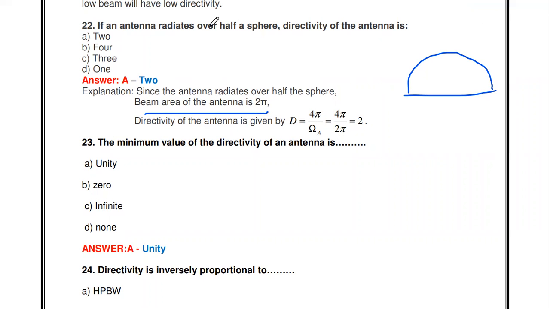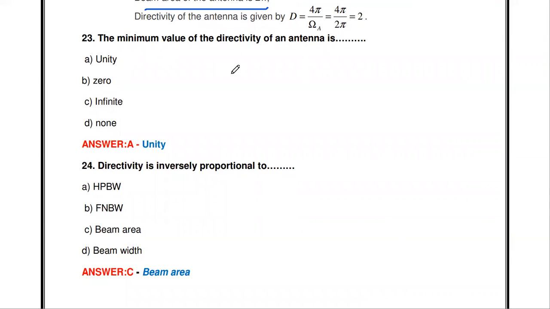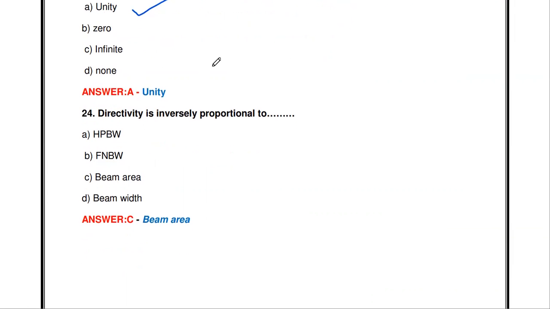So 2. Okay. If the antenna radiates over a half a sphere, the directivity of the antenna is 2, D value equal to 2. Okay. Then the next question. The minimum value of directivity of an antenna is dash. Unity, 0, infinite, none. Unity, that is 1. The minimum value of directivity is equal to 1.